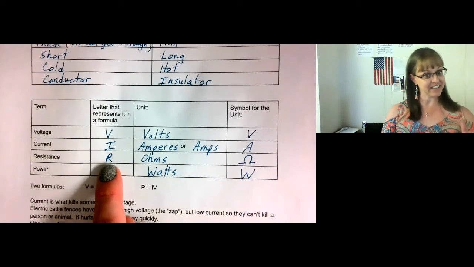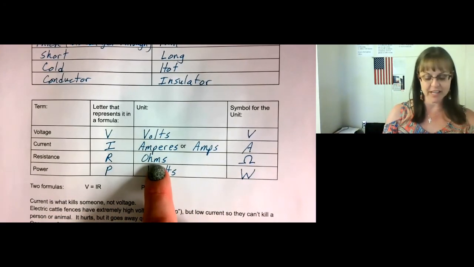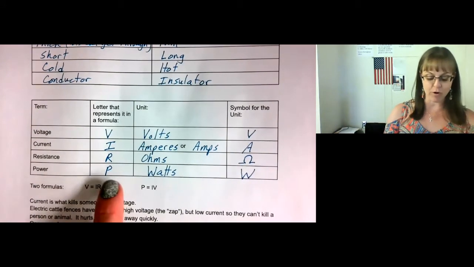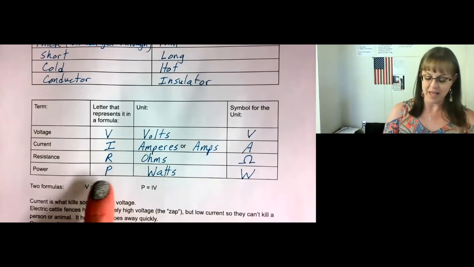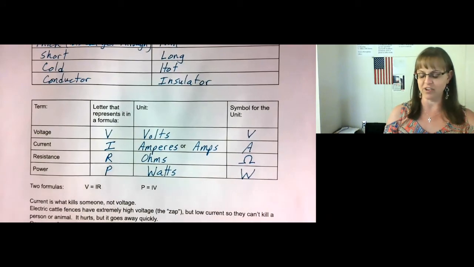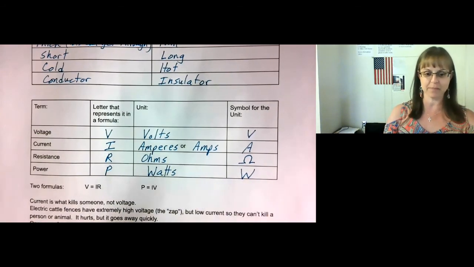Resistance, at least that's the letter R, that's good. It is measured in ohms, and the symbol for ohms is the Greek letter omega. Then power is P, thank goodness. Power is in watts, think about a light bulb and the wattage of your light bulb. And W is the symbol for watts. We'll be using these two equations to do some problems later on today.